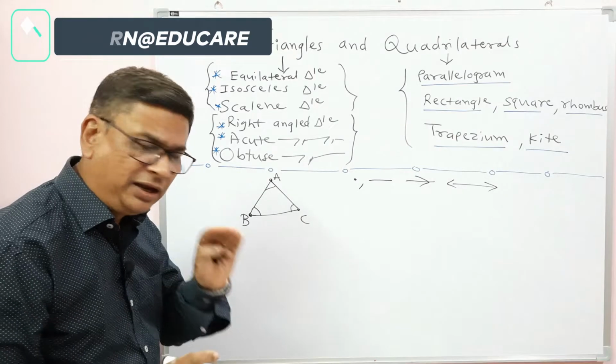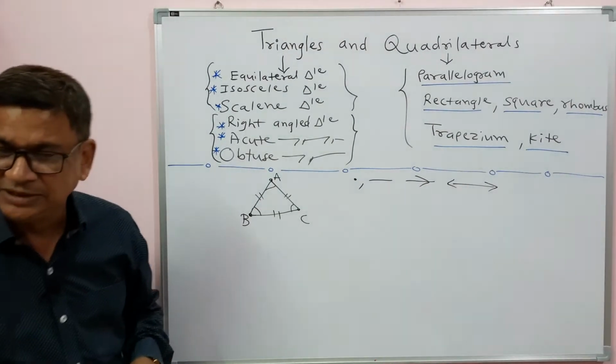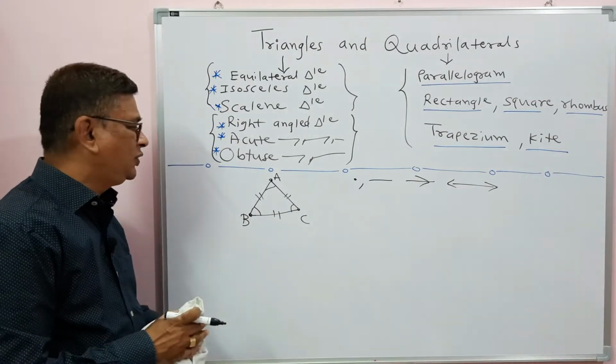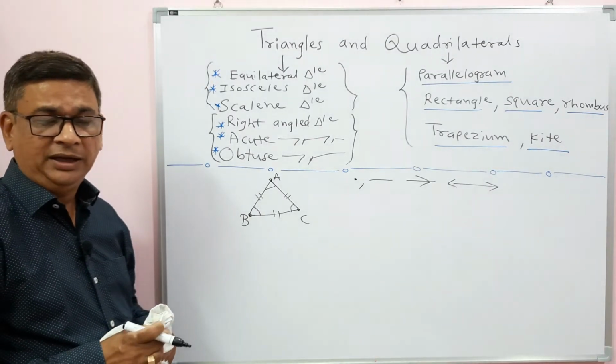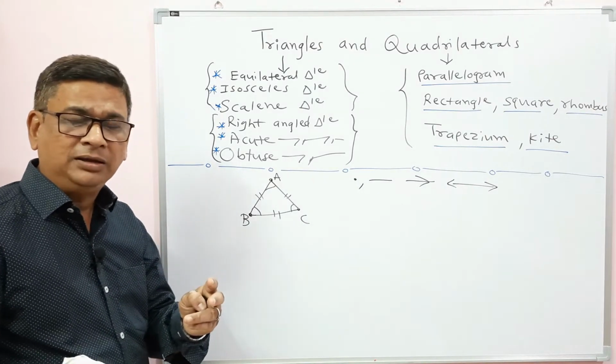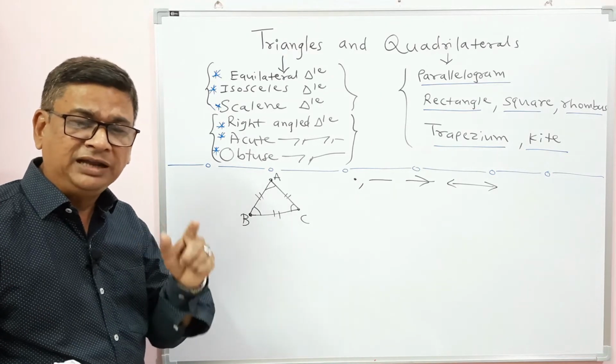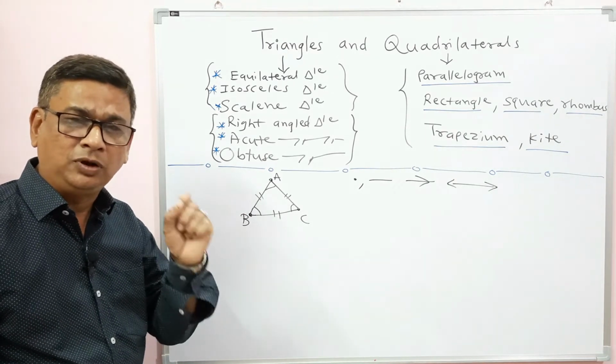In an equilateral triangle, all sides are equal. For example, here AB equal to BC and equal to AC, that we call an equilateral triangle. An equilateral triangle is also an equiangular triangle, that is, a triangle in which all three sides are equal, and not only that, its three interior angles are also equal or congruent.